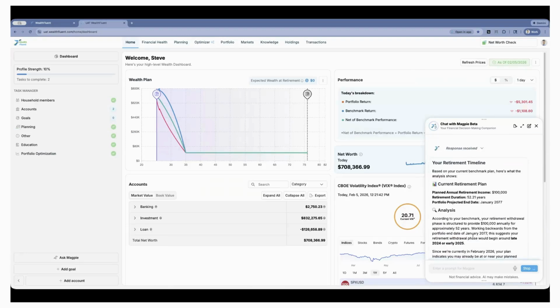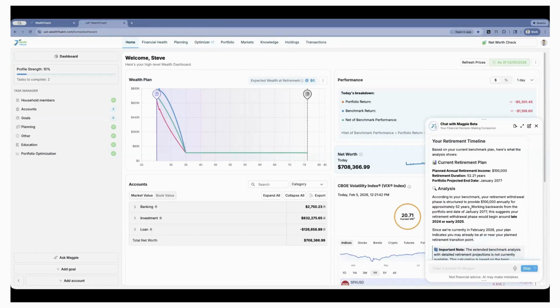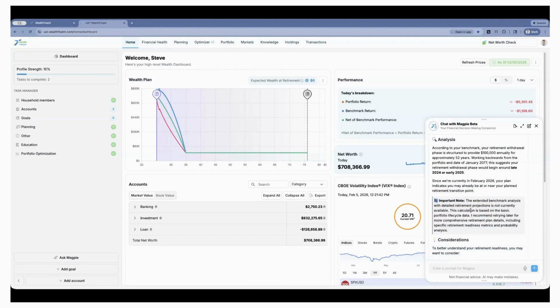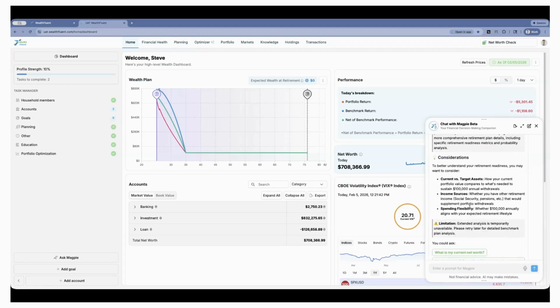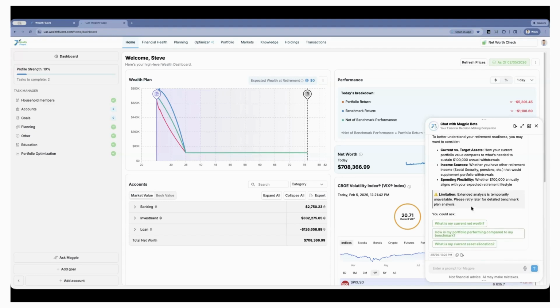So yeah, you can see it puts together your retirement, what's going on in the plan, the analysis. It'll put in notes. There are cases where it will say what our philosophy is and how that works, things you should consider. So again, we're not treating Magpie as an advisor. We're treating Magpie as a companion for the user to discuss things about their portfolio, and it gives you not necessarily recommendations, but insights.